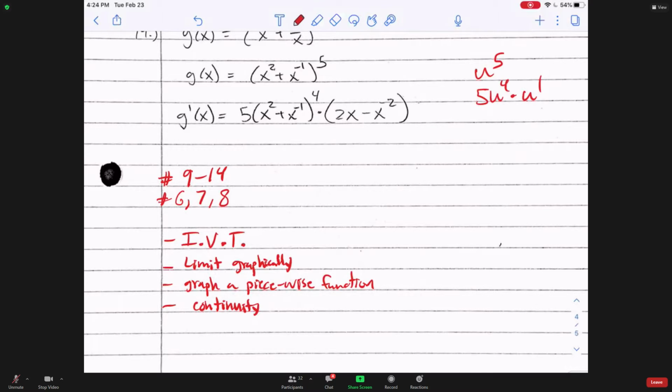What I will not have on the test, I'm not going to ask you a question on squeeze theorem. Some of you were wondering, I forgot about that. You're welcome.